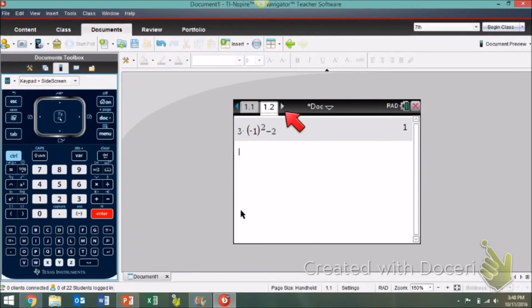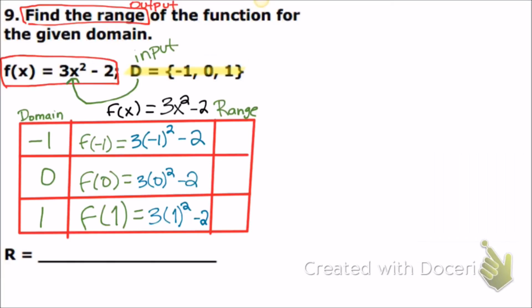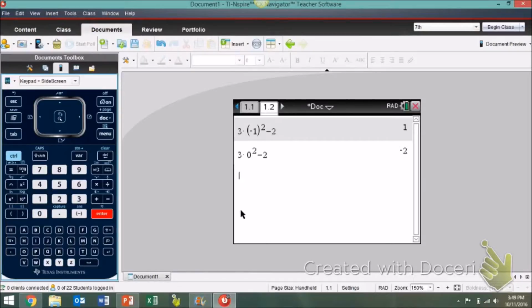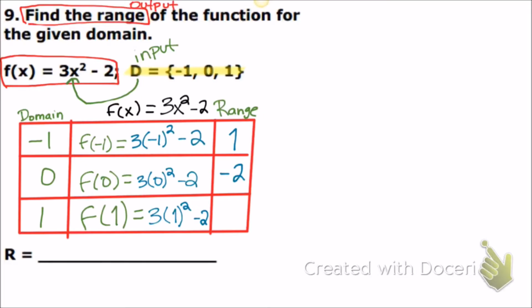So this is our first one. We get the number 1, so let's write 1 over here. Let's go on with the second one. We get negative 2. And then the last one, which is 3, parentheses 1, close it, squared, minus 2. We get 1 again. Remember that we write our range from least to greatest, and we cannot repeat numbers. So this is my solution.